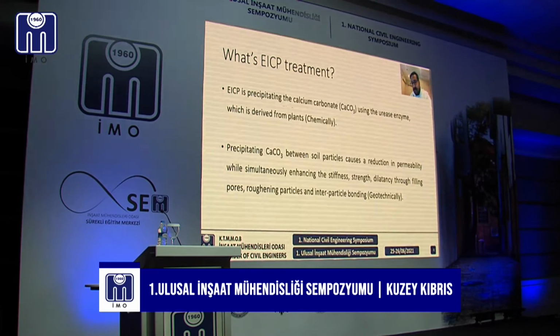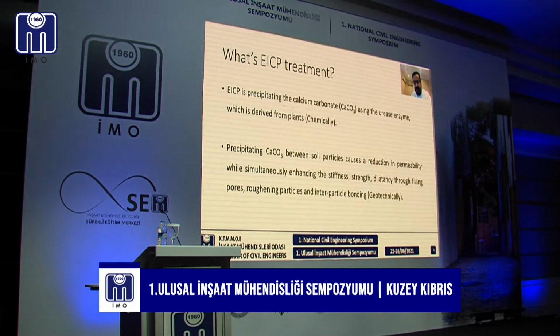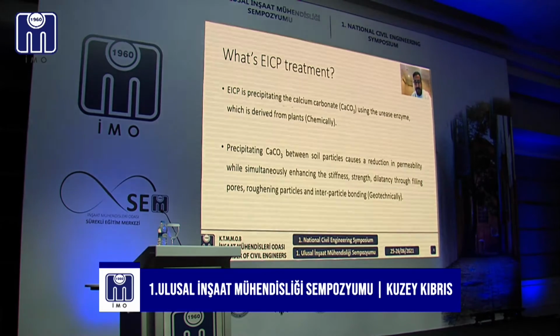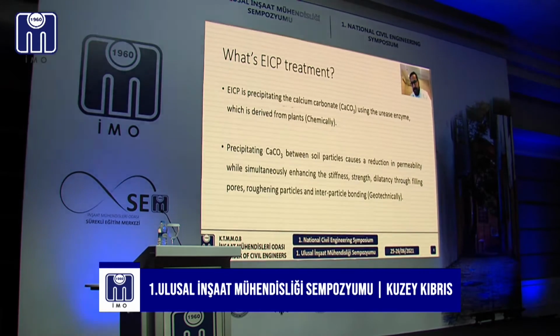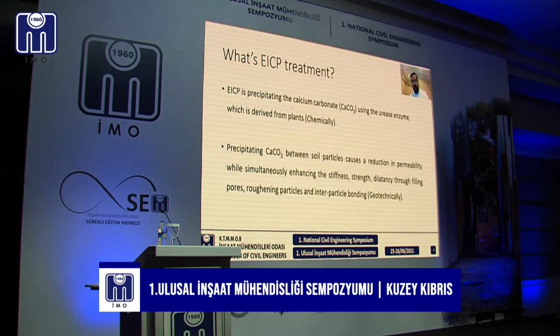So what is the EICP treatment in general? Chemically, it is precipitating calcium carbonate using urease enzyme, which is found in many plants and seeds like jack beans, soya beans, and many others. So the urease hydrolyzes the urea in the presence of a calcium ion source, and that leads to favorable conditions to precipitate calcium carbonate.